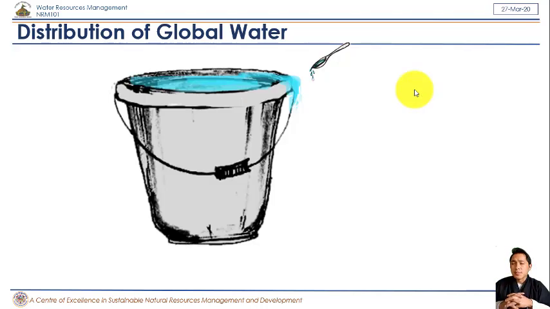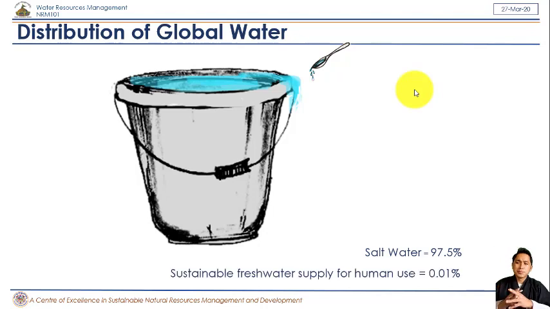Again, another analogy can be if we have a bucket full of water, and the amount of water that can be used for the sustainable daily use by the human population is around a spoon. So again, the spoon accounts for 0.01%. That can be used by the human population. So again, I'm stressing that the limited amount of water that we have on the earth is itself a constraint, itself an issue towards the supply of water.